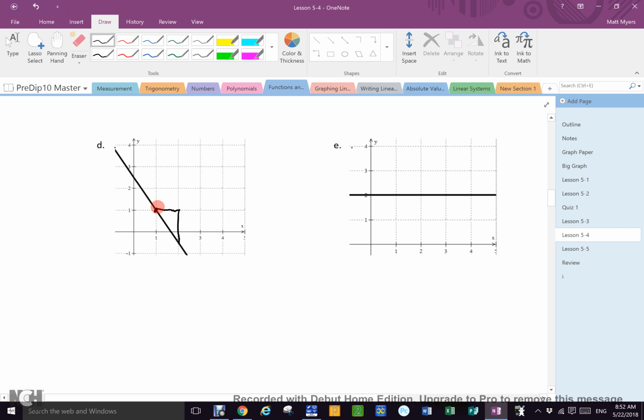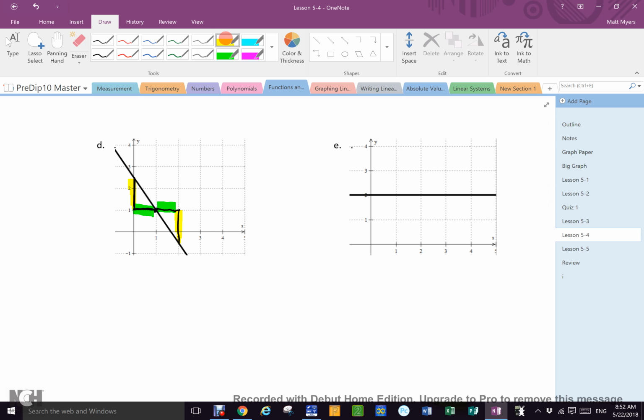So if I go over 1 to the left, how far should I go up? Up a bit. 1 and a bit. Did I? Is this distance the same as this distance? Yes. Is this distance the same as this distance?